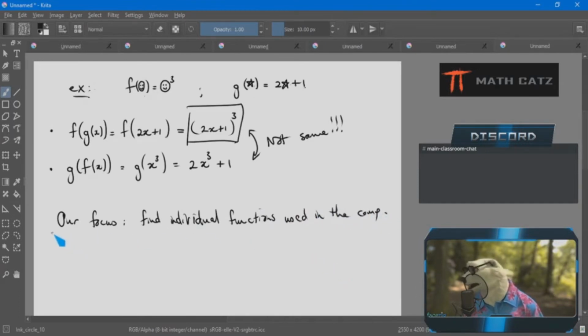So I'm given the final answer. Some functions were composed to give me this. What were the original functions? That is our question, and I want to make it very clear what our question is. It's not the pre-calculus exercise, it's backwards.